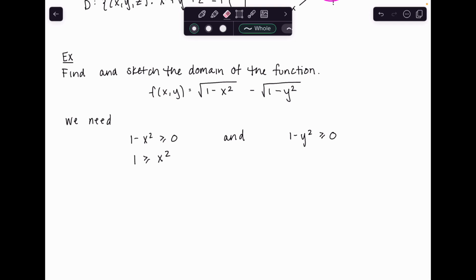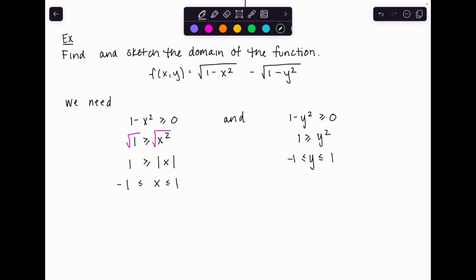But again, all that really comes from is if you take a square root, then what you get is 1 is greater than or equal to the absolute value of x. And that breaks down to this inequality. Okay? And then this ends up being the same thing over here. 1 has to be greater than or equal to y squared. So really we can take any y value between +1 and -1. So ultimately the domain is going to be all xy values such that x is trapped between -1 and +1, and the same thing is true for y. Okay.